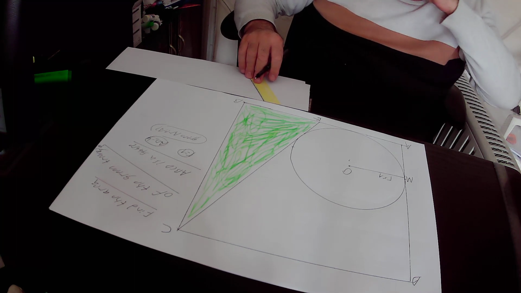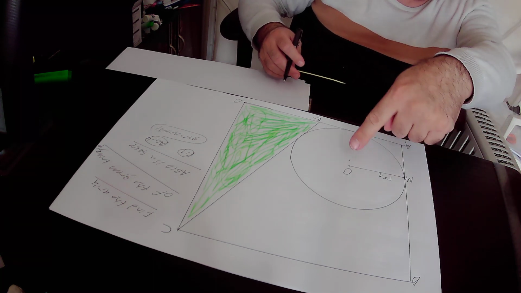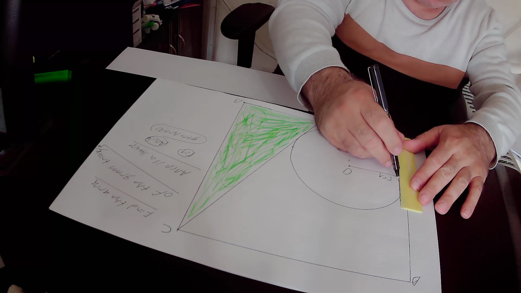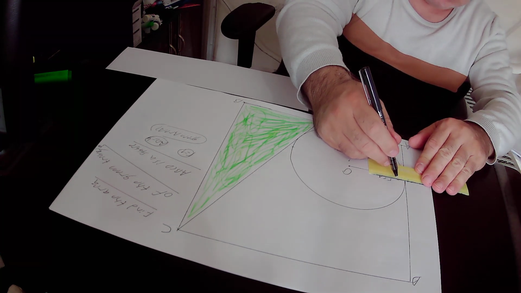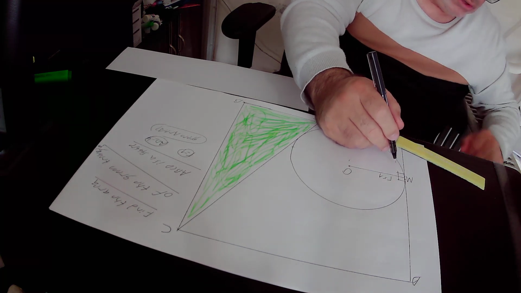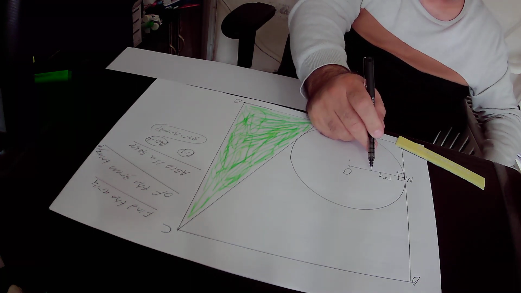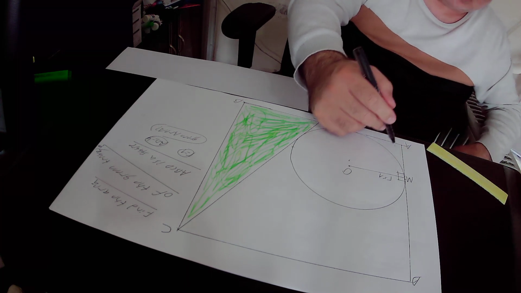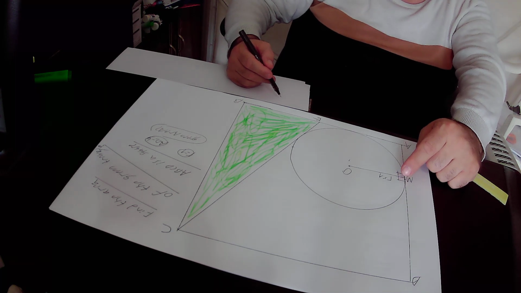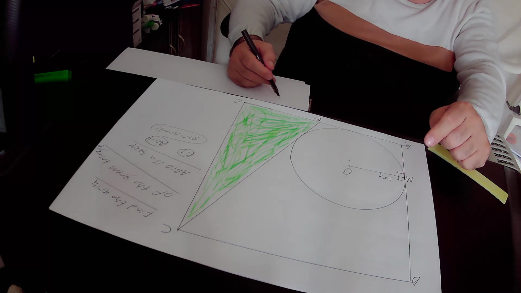Therefore the tangent AD will be perpendicular to this radius, the radius OM. That is to say this angle will be equal to 90 degrees and this angle also will be equal to 90 degrees according to rule number 1, because whenever you have a radius that is drawn to the point of tangency, then the tangent will be perpendicular to this radius.